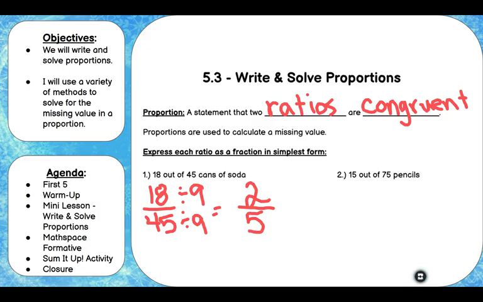All right, do me a favor. I want you to try the next one. You want to put it in a fraction and then simplify it. Go ahead, pause the video and try that one now.